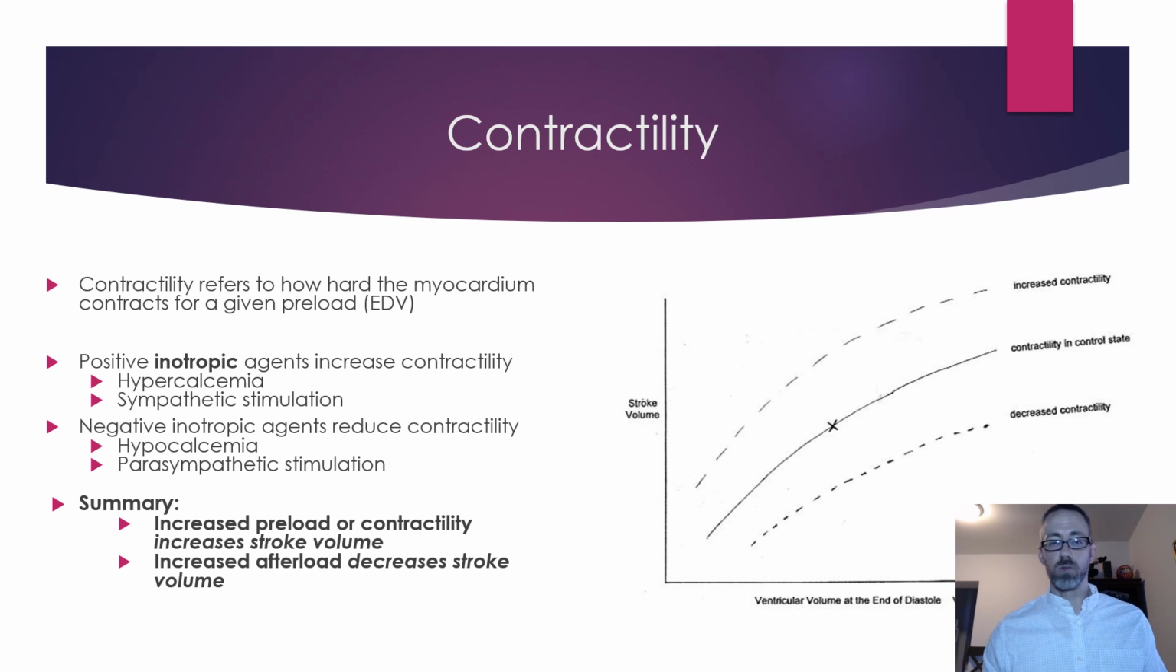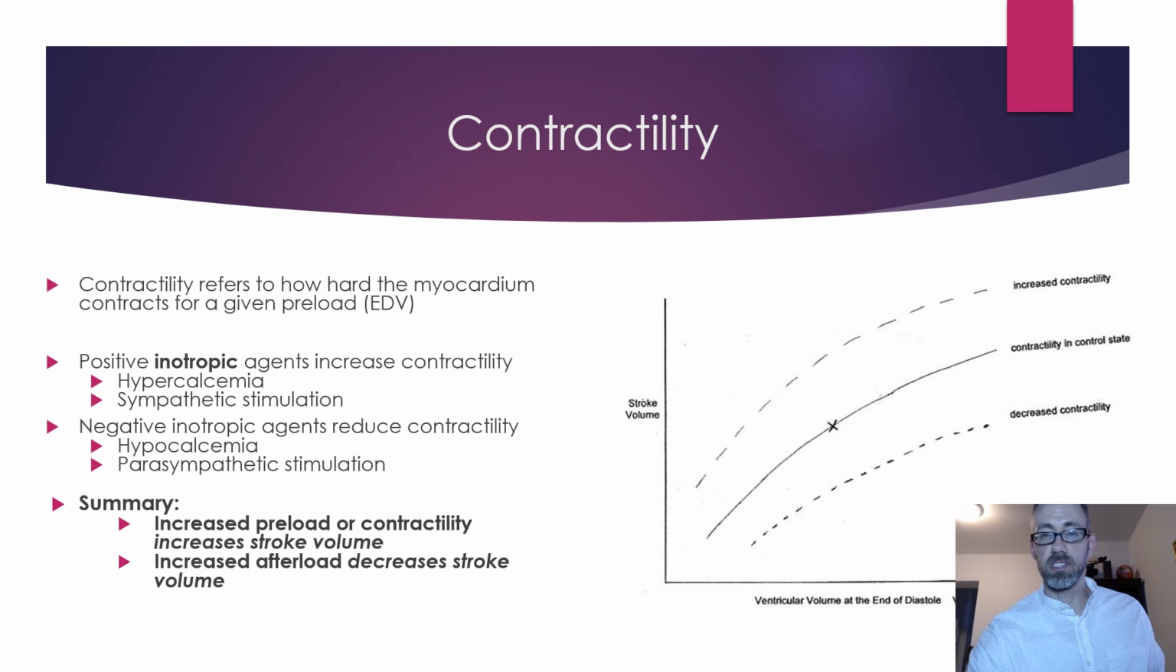Negative inotropic agents would be parasympathetic. So not only do they slow the heart rate down, but they also can reduce contractility. States of hypocalcemia, not enough calcium to allow good cross-bridge cycling. So in summary, of those three features, we have an increase in preload or contractility will increase the stroke volume. Increases in afterload would decrease the stroke volume.